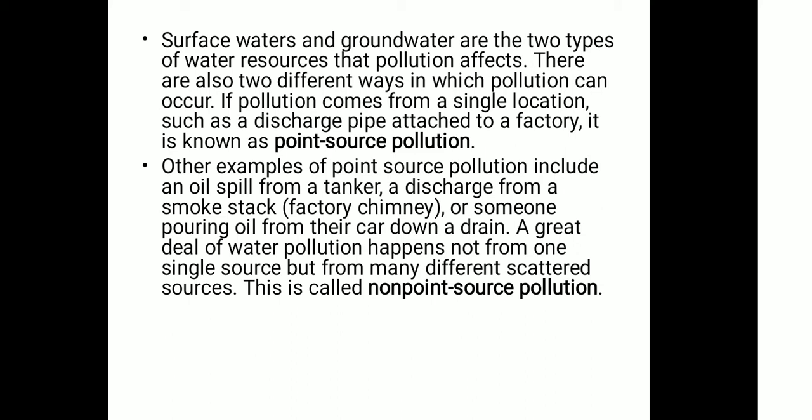A great deal of water pollution happens not from one single source but from many different scattered sources. This is called non-point source pollution. Means we cannot identify one source as the reason for water pollution, but many different scattered sources are involved. This is called non-point source pollution. So we have two types of pollution: point source pollution and non-point source pollution.